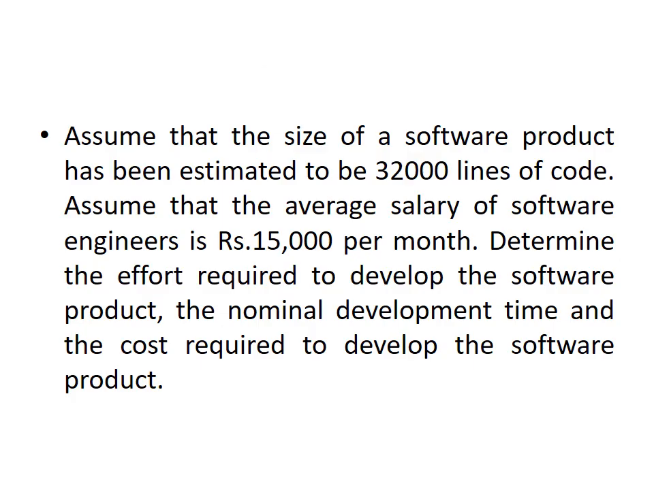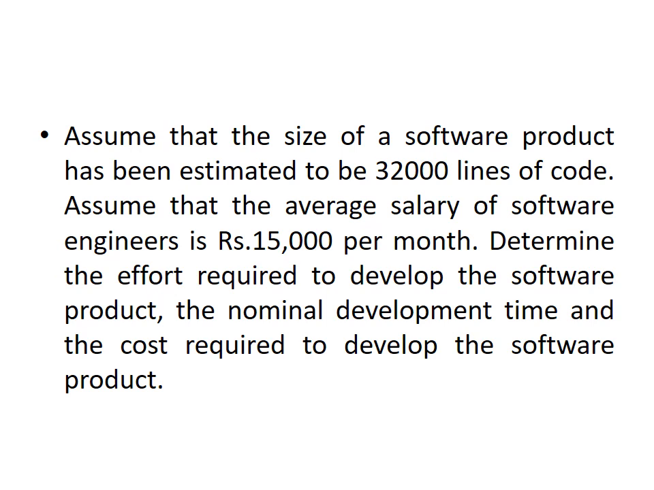Okay, and our next question: assume that the size of a software project has been estimated to be 32,000 lines of code, that is 32 kilolines of code, and the average salary of a software engineer is 15,000. We need to determine the effort required to develop the software product, the development time, and the cost required to develop it. So in this model, first we should identify the mode of our project. Here the size is 32,000, so it is 32 kilolines of code.